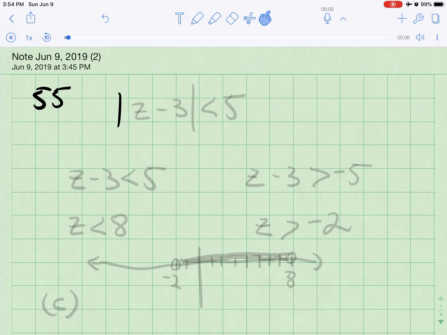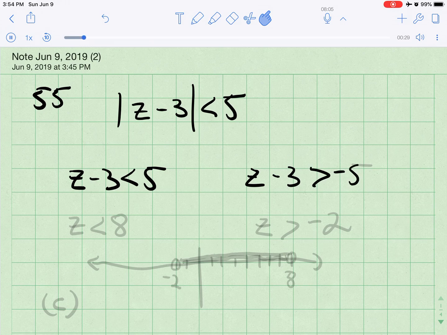The absolute value of z minus 3 must be less than 5. So we write it twice. Z minus 3 must be less than 5. But now we do z minus 3 and we switch the sign and make this negative 5. Now we can solve both. We say z is less than 8 and z is greater than negative 2.